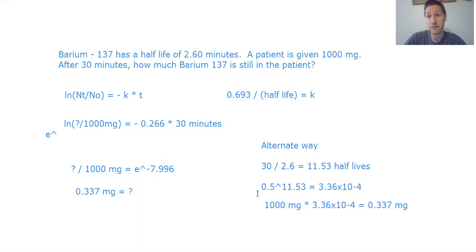Then, since the half-life is just going to be half it, you can take 0.5, which is half, raised to that. So if you take 0.5 raised to the number of half-lives you went through, you get some number. That number you multiply by the original amount, and that'll tell you how much you have left over.